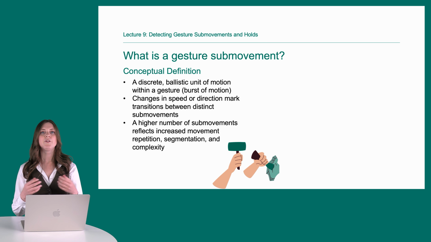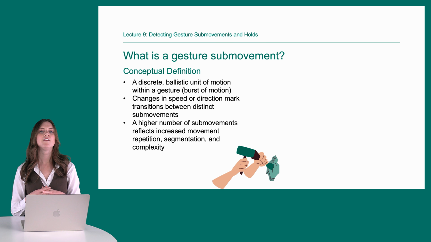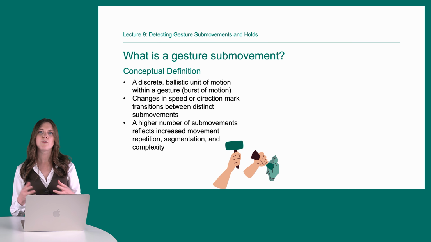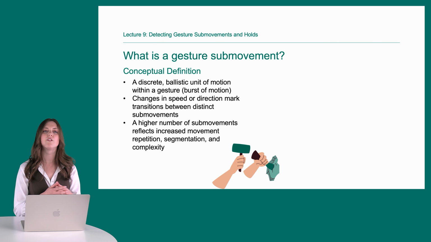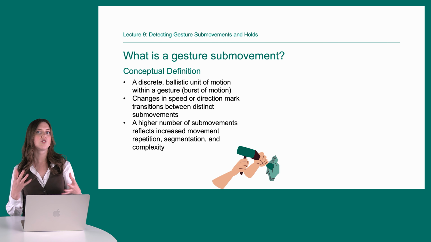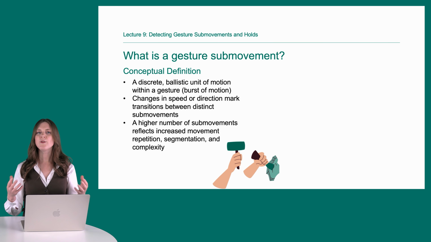To give you an example, imagine a hammering motion. If I were to gesture hammering a nail, I would probably produce multiple forward and backward movements. Each of these movements is a distinct burst of motion and could be considered a gesture submovement within a larger gesture stroke. If you think about a hammer gesture, you might have an intuitive sense of what a gesture submovement is. But how do we identify gesture submovements kinematically?